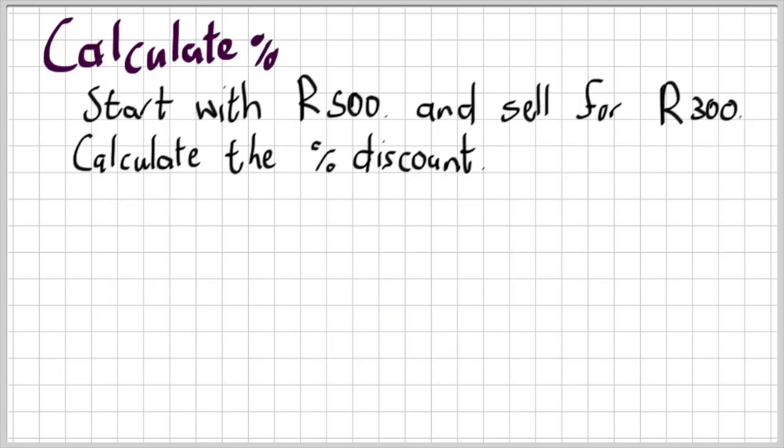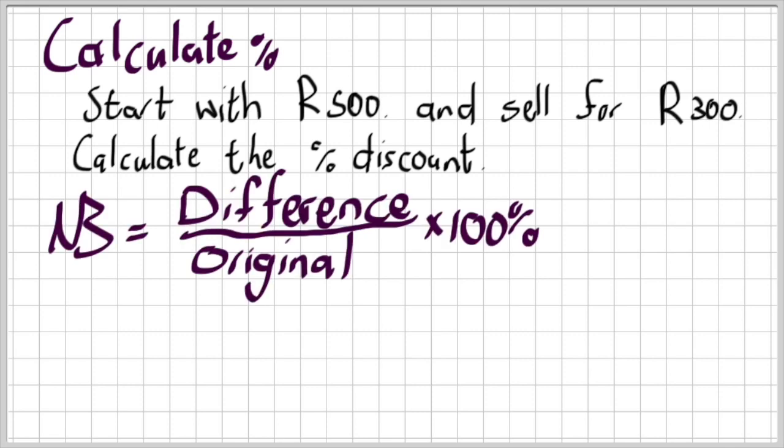Let's have a look at this next question. What if I want to calculate the percentage discount or percentage increase? It could be either or. Now, if you get a sum like this, there's a very important formula: the percentage increase or decrease is always the difference over the original times 100%.